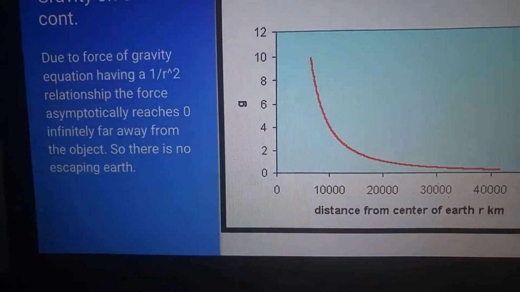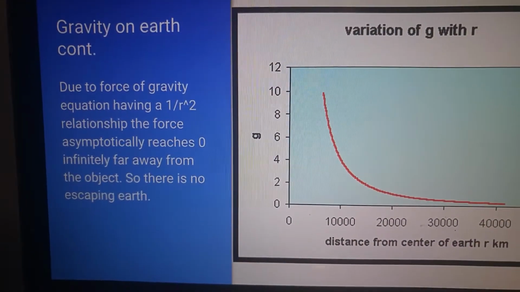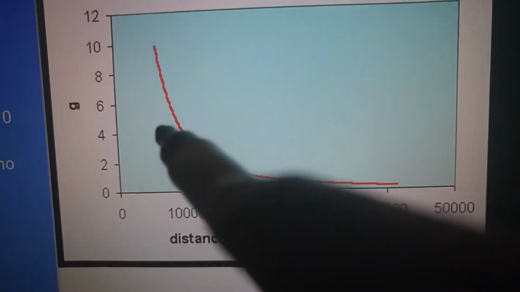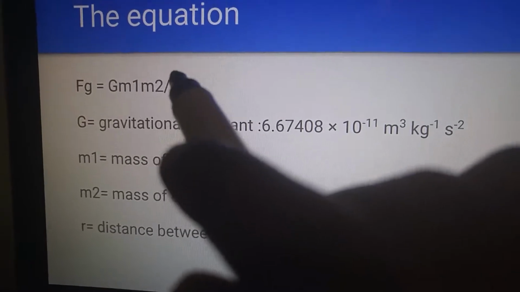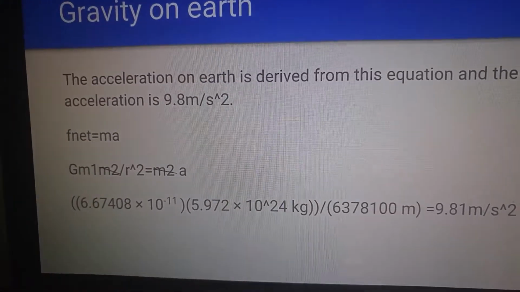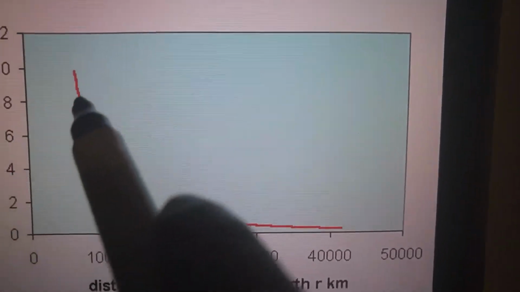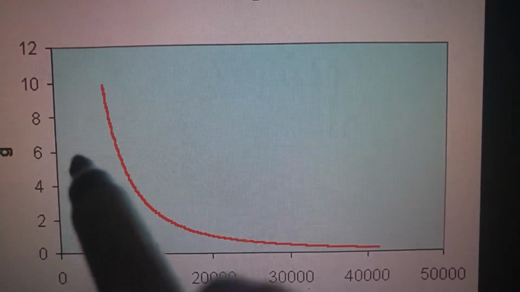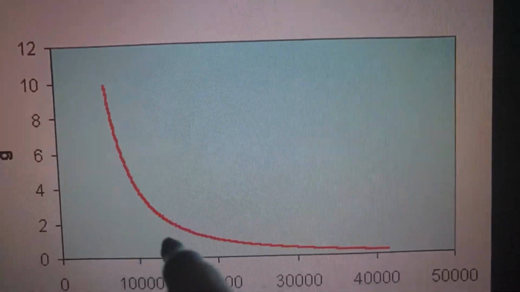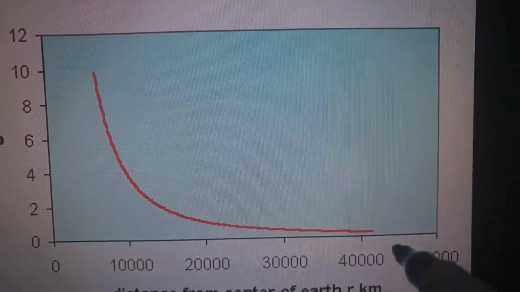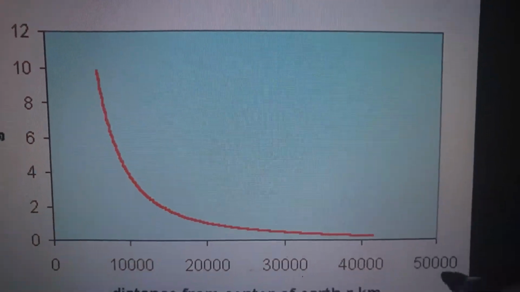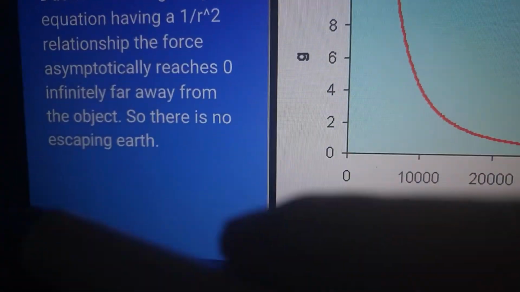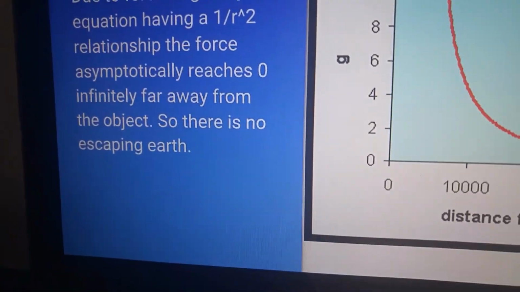Okay, so going on. Gravity on Earth. Since there's an r squared here, 1 over r squared, it's an inverse square proportion. So the force would decrease the further you go away. Asymptotically, it goes to 0. Only when you're infinitely far away from Earth can you get away from Earth. So, sorry guys, there's no escaping Earth's gravity.